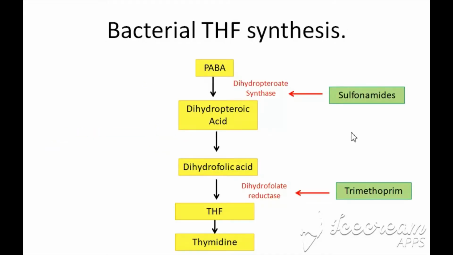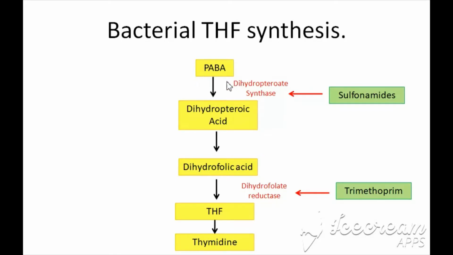So we have certain antibiotics that target the pyrimidine synthesis pathway in bacteria. These antibiotics are the sulfonamides and trimethoprim. It's important to know that humans get their folic acid from the diet. Bacteria can't absorb folic acid, so they have to synthesize it, and they synthesize it from the molecule PABA.